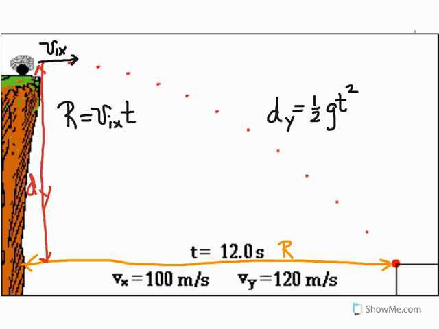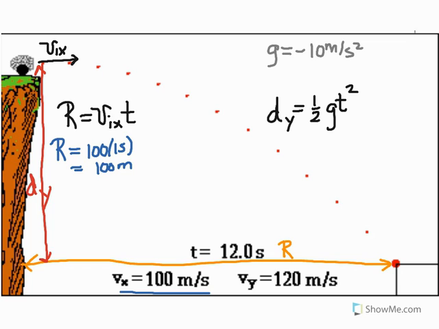Now in this example, just to make our math a little bit easier, let's make gravity negative 10 meters per second squared. Let's take a look at what happens at 1 second. Where is this going to be after 1 second? We were given that the initial velocity of the projectile was 100 meters per second. After 1 second, it's going to travel 100 meters horizontally. This range right here is going to be 100 meters.